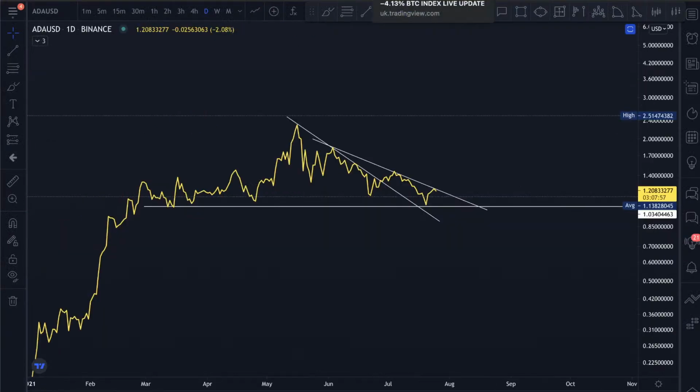We'll talk about Cardano. Cardano, actually, we can talk about it right now. Cardano, as you can see, is coming and touching this line, so it's going to do a breakout very soon. So here is an opportunity.